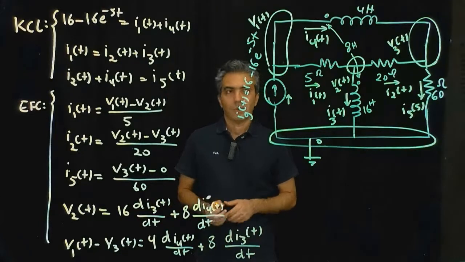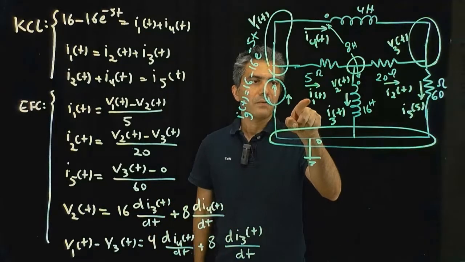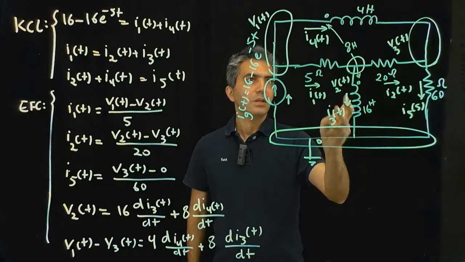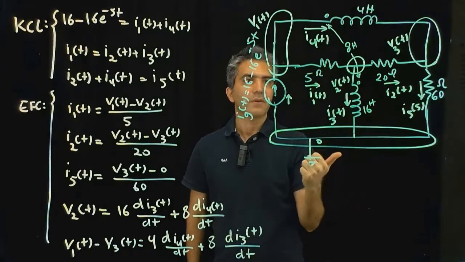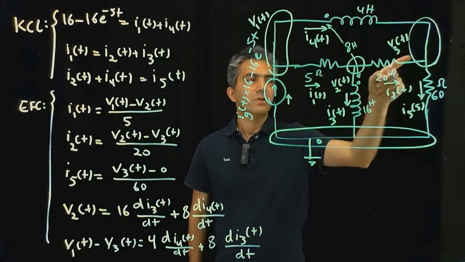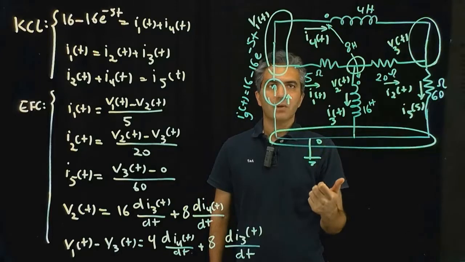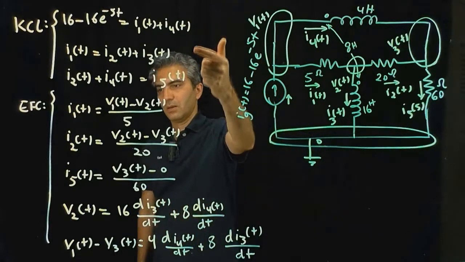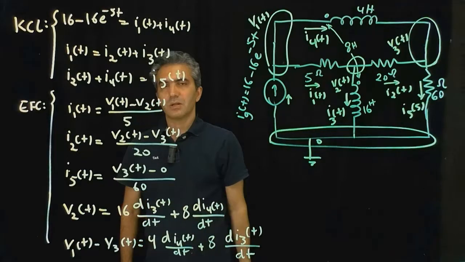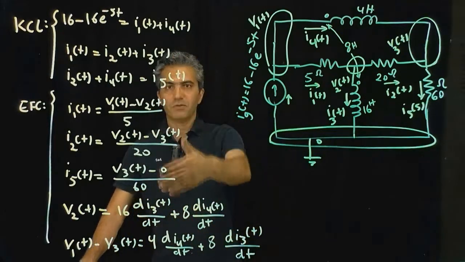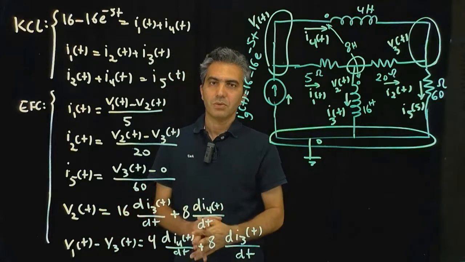Okay, so let's count the number of unknowns in the circuit. We have I1, I2, I3, I4, and I5, 5 unknown currents. And then we have V1, V2, and V3, 3 unknown voltages, total of 8 unknowns. And the number of equations, you count them, is exactly equal to 8. In other words, this is a solvable set of equations, and all we need to do is math.